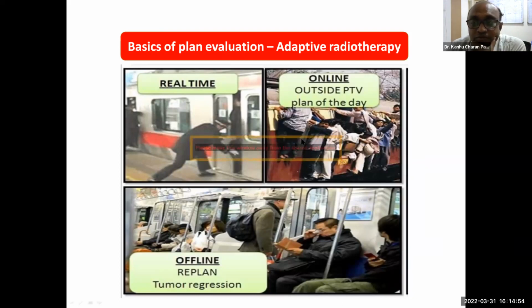You can prepare plans for 2 to 3 PTVs, and whichever is correct, we can treat that day. That is called the plan of the day concept. If the patient's tumor regresses during the treatment, you have to do a re-CT and replan. That is the offline correction.